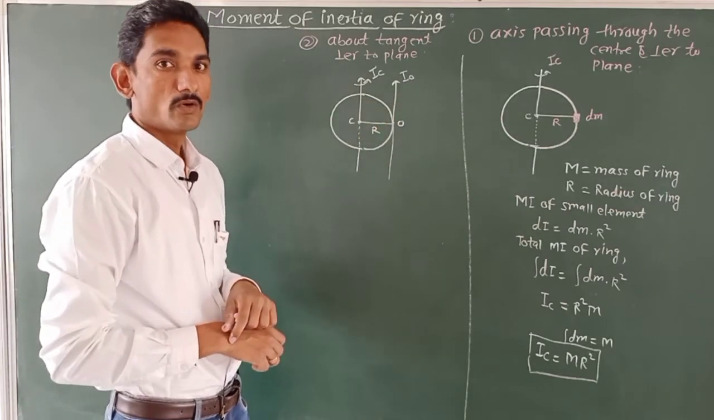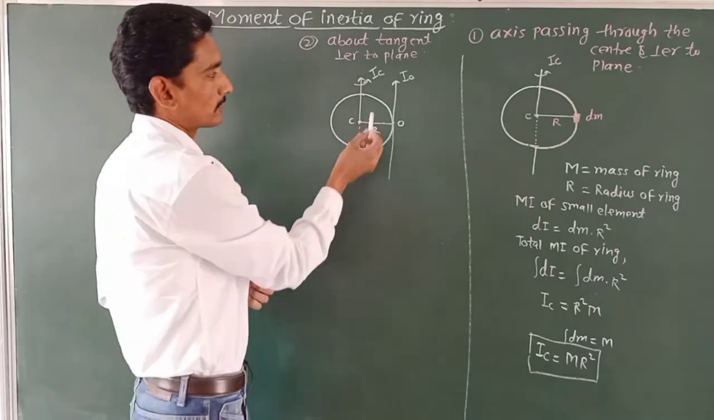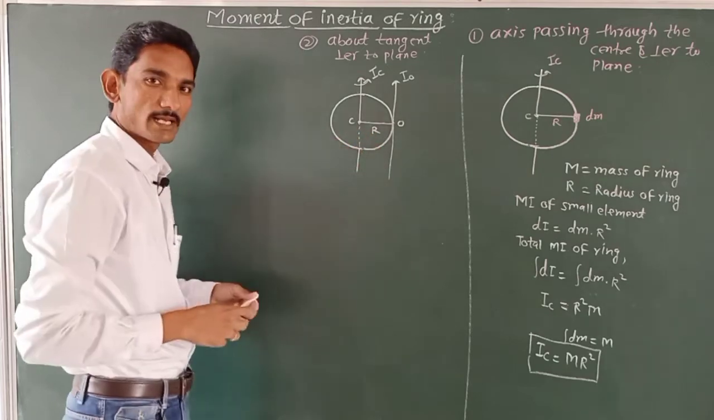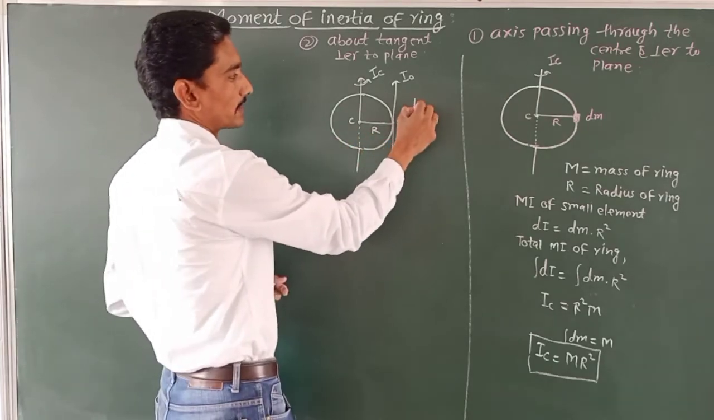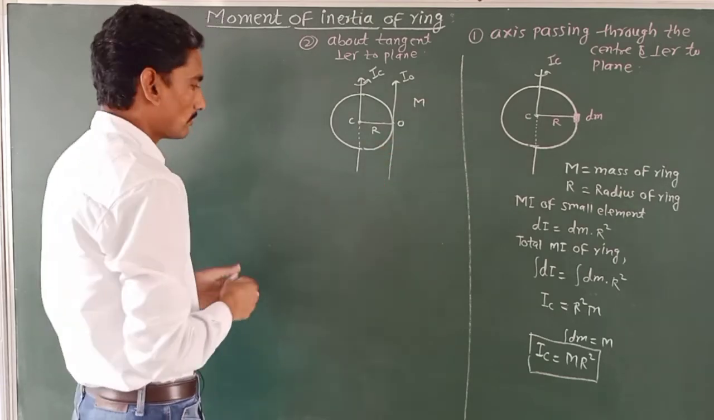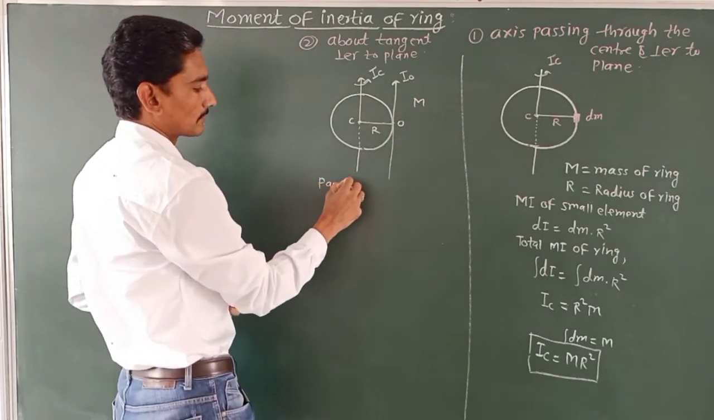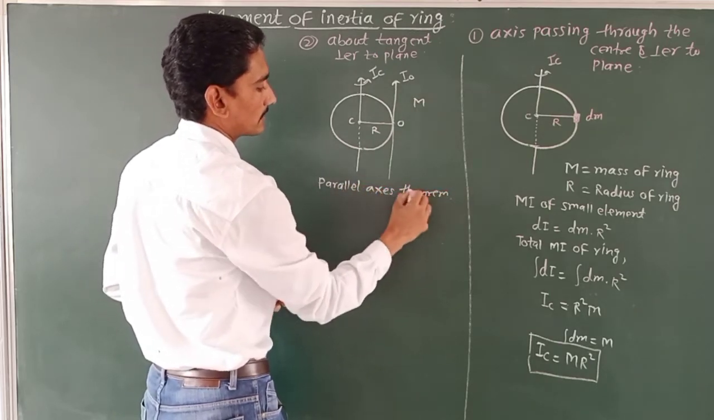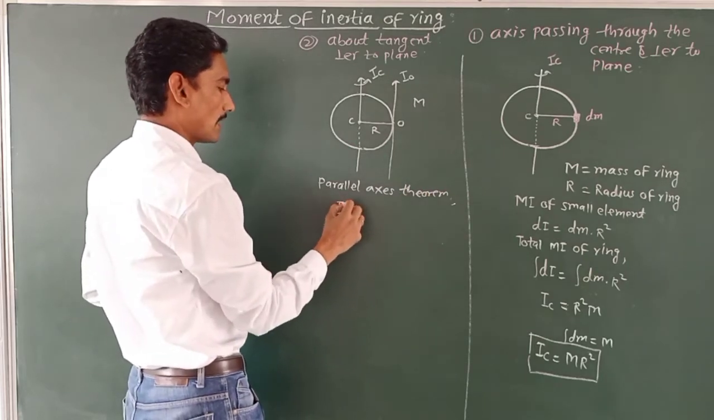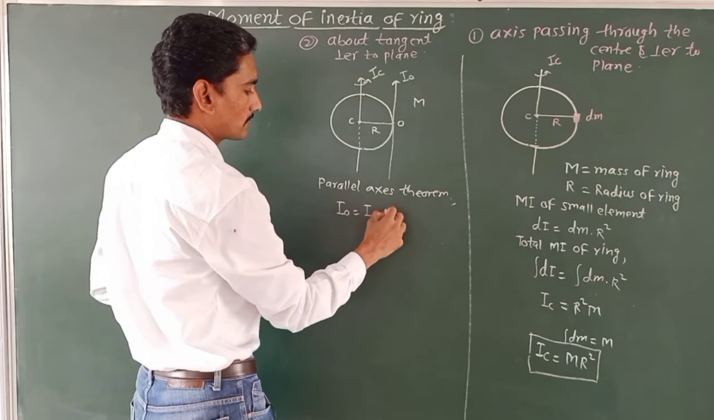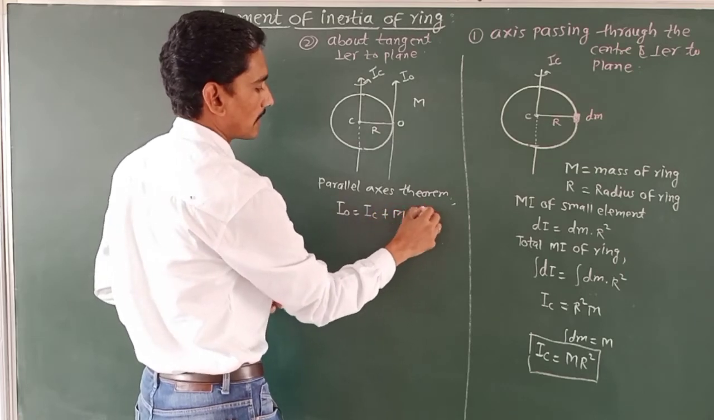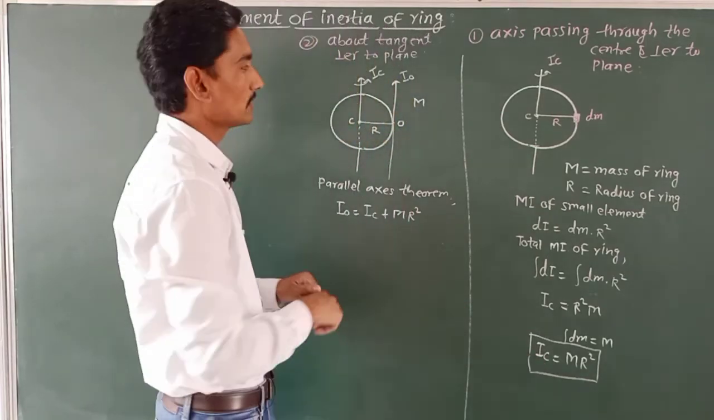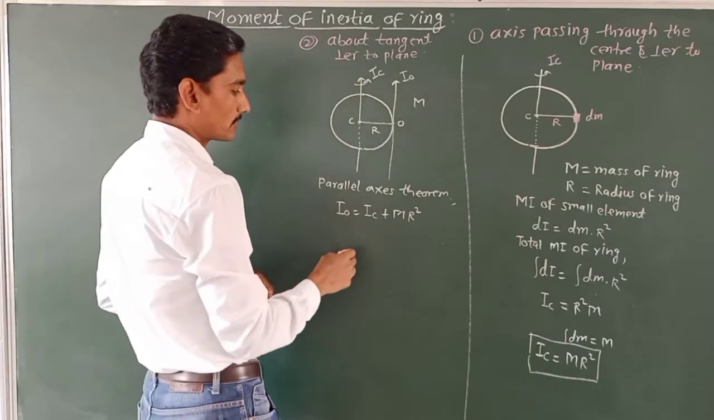For this purpose we have to use the parallel axis theorem. So we can observe here these two axes are parallel to each other, and the distance between these two parallel axes is capital R, and capital M indicates the total mass of the ring. Now by using the parallel axis theorem, we can write like this, IO equals IC plus M R square. Now we have the relation for IC, the moment of inertia about an axis passing through the center and perpendicular to the plane.